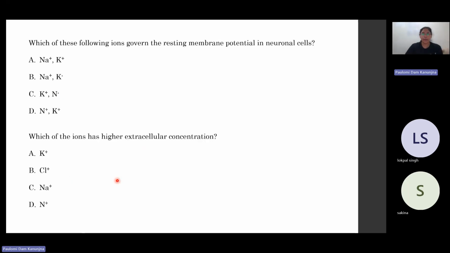Okay, next question. This is a very easy question. Which of the following governs the resting potential in neuronal cells? Whenever we say minus 70 millivolts or minus 55 millivolts or whatever, when we are talking about resting membrane potential, which ions are we talking about? And in a cell, which ion has the highest extracellular concentration, when you compare?